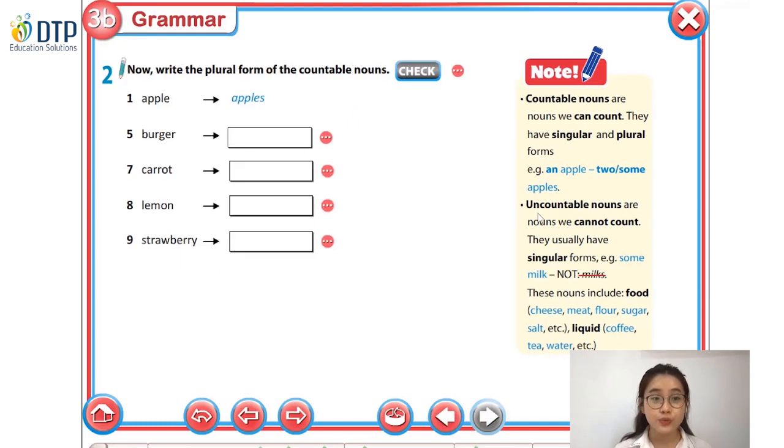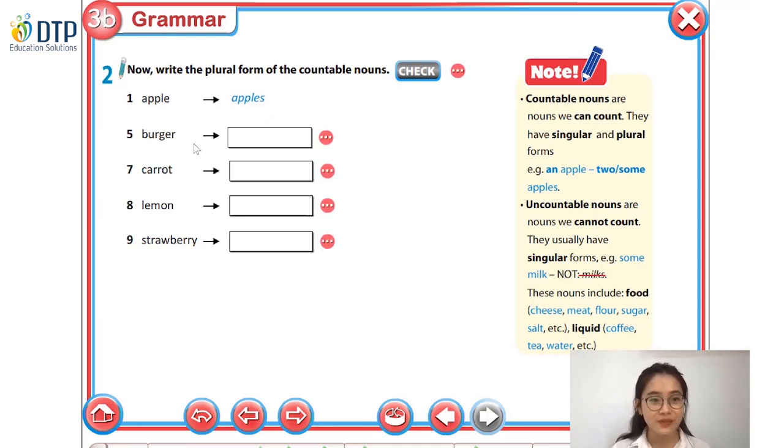Very good. Now you will write the plural form of these countable nouns for me. Vậy bây giờ các bạn sẽ viết dạng số nhiều cho những danh từ đếm được vừa rồi. Chẳng hạn như chúng ta có từ apple, thì việc các bạn cần làm đó là thêm chữ s vào cuối danh từ này để tạo nó thành danh từ số nhiều. And we have apple into apples.